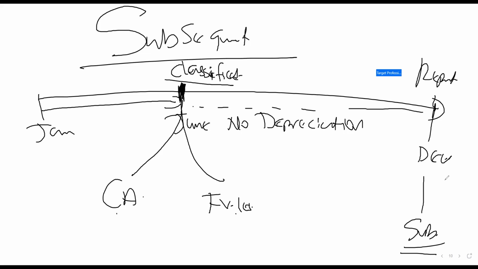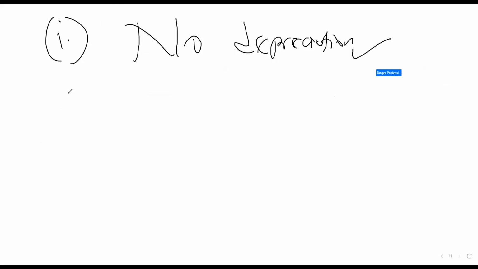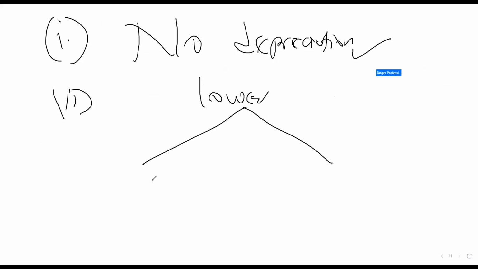Then, at the subsequent measurements, you still compare. You still choose the lower of the carrying amount and fair value less cost to sell. Here it will be the previous valuation. That's all. Here two things will happen.